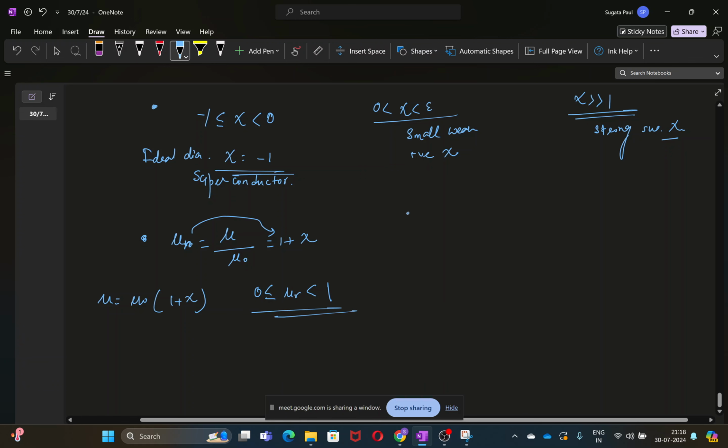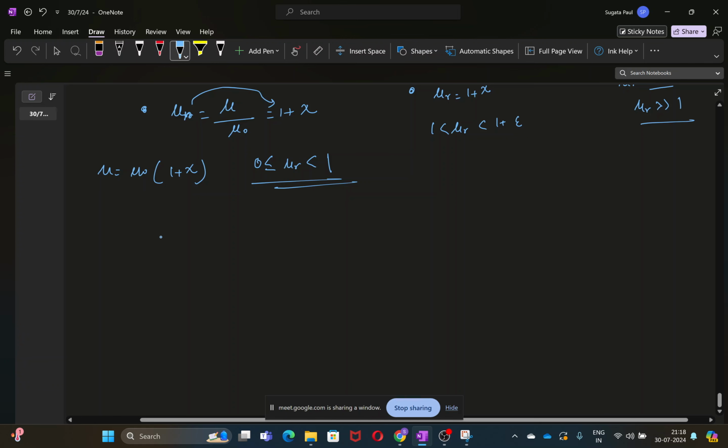This is the range. Similarly for paramagnetism, because chi is a small positive value, mu r equal to 1 plus chi. So 1 plus some small positive value will be a positive value, which is again small. So mu r range is 1 to 1 plus epsilon. Then for ferromagnetism, when chi is much greater than 1, then mu r equal to 1 plus chi will also be very much greater than 1.